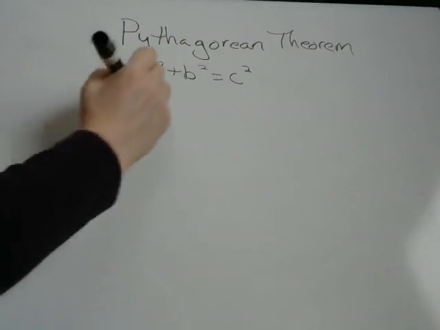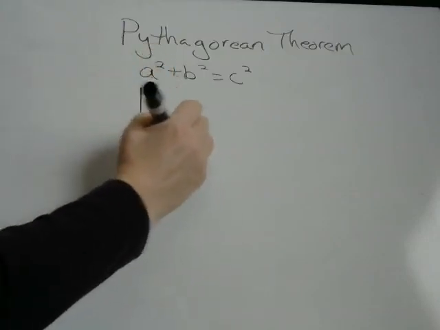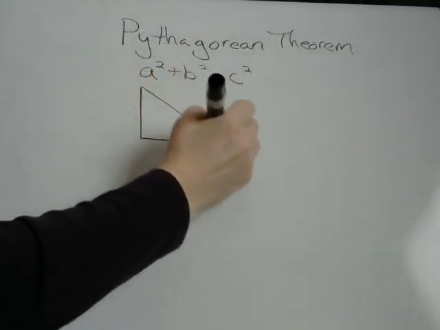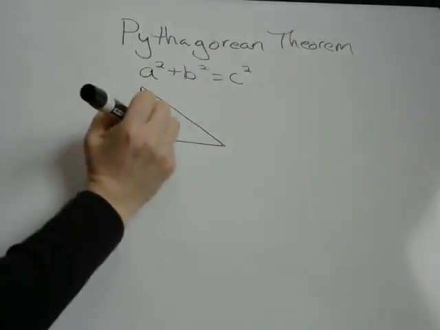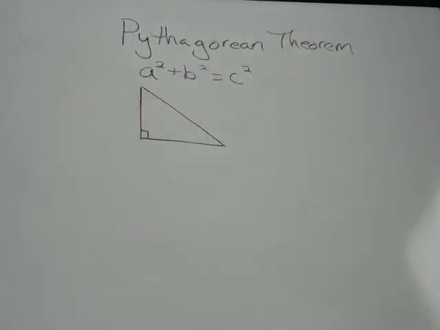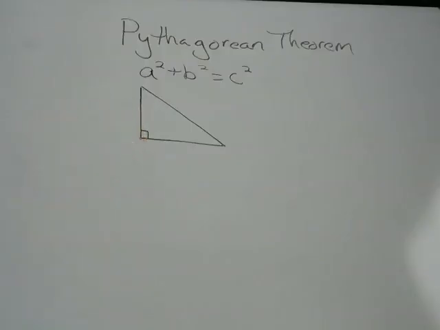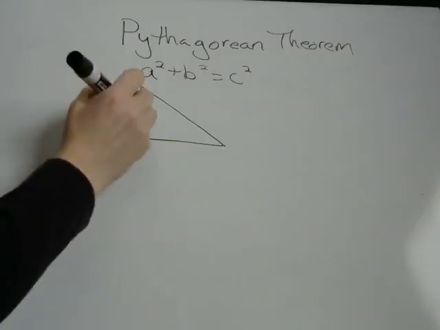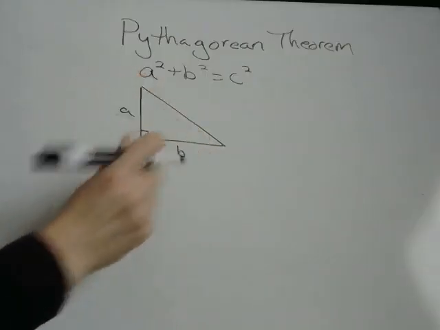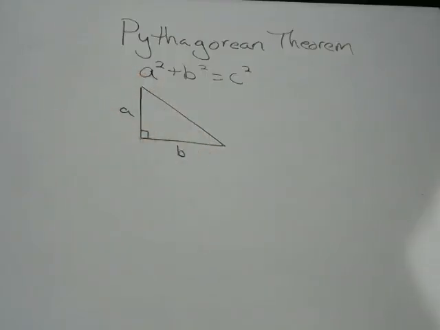So right triangles are those that have a 90-degree angle. It's usually designated by a little box. So that's a 90-degree angle. When you have a right triangle, you have two sides that are adjacent to this right angle. These are called the legs. These we're going to call A and B. It doesn't matter which one you call A, which one you call B. It doesn't matter at all.